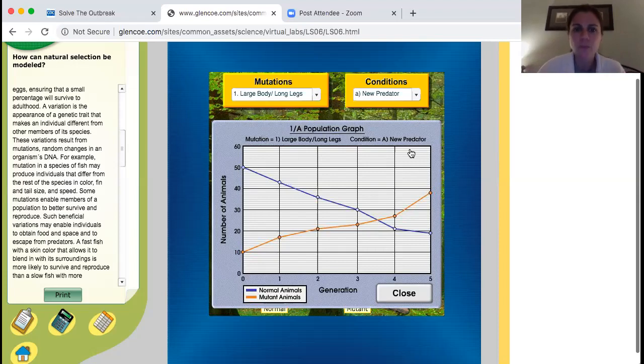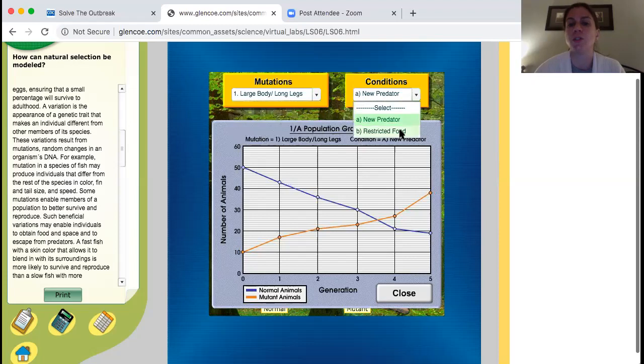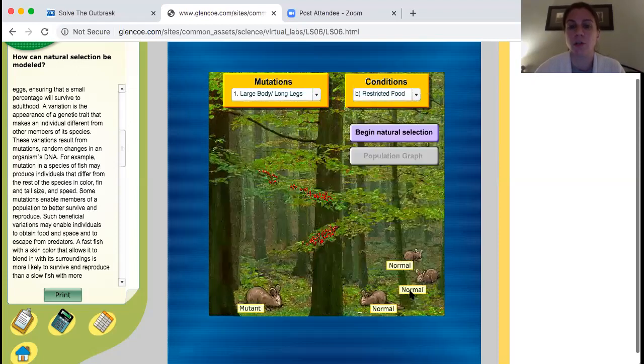So you're going to go through this. You would go through large body, long legs, and then you would switch it to restricted food. I'm sorry, you would hit close, restricted food, begin natural selection, hit population graph. So the first part of the lab is you're going to go through each of these 3, and you're going to go through both conditions, and you're going to record the data. I'm going to just show you what that will look like.